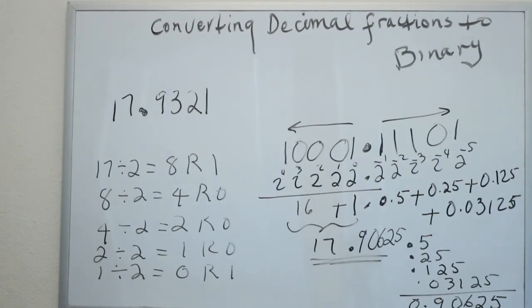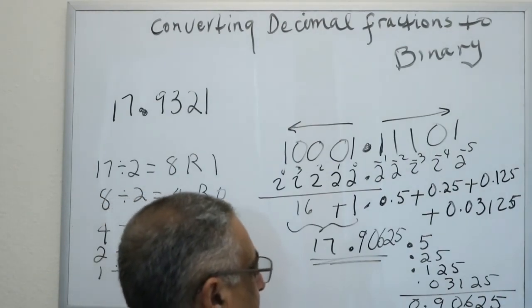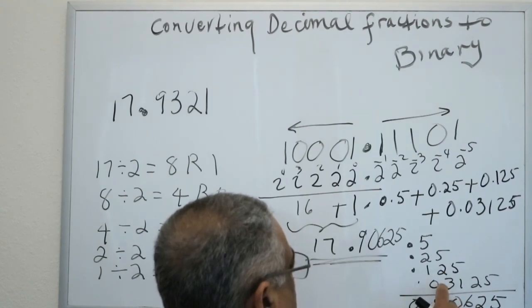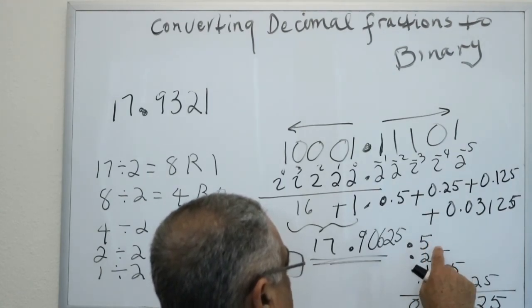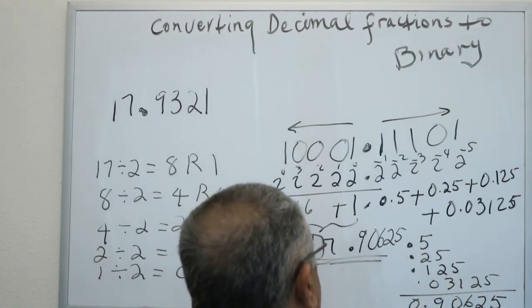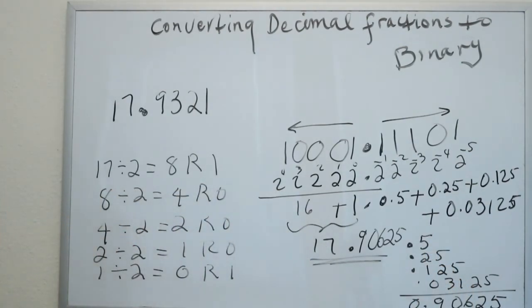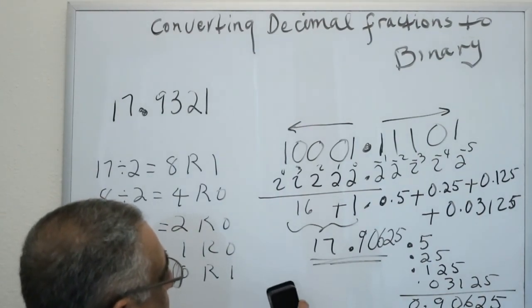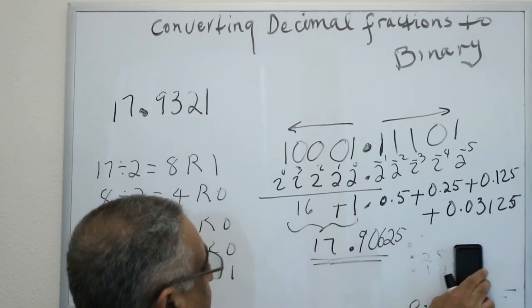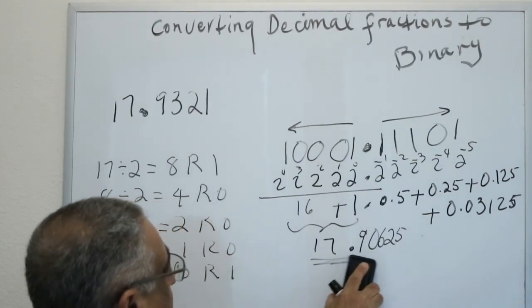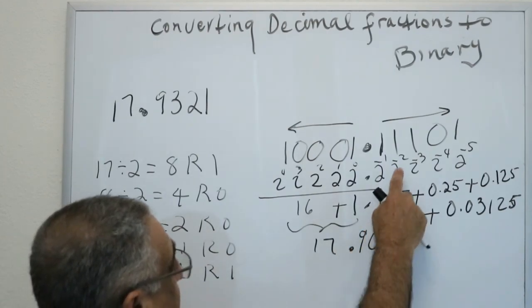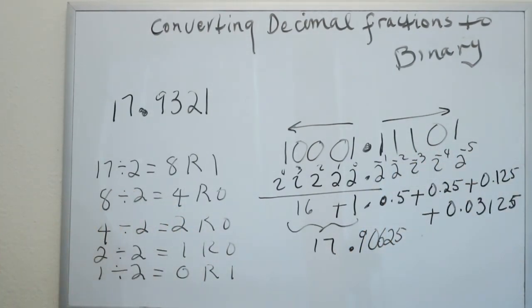So I get an approximation there. Let me see if this is correct. So 5, that's a 6, and this is 0. So I get 6, 7, 8, 9. So I end up with 17.9063. So that's basically how you convert a fractional decimal number into binary. As you can see, the deeper we go, the more decimal precision, the more accurate the number becomes. Well, thank you for watching this video.